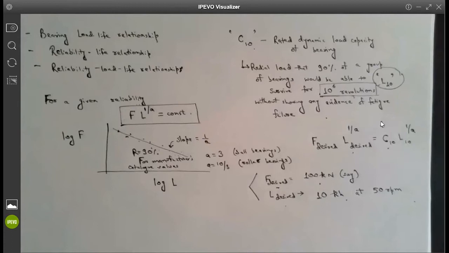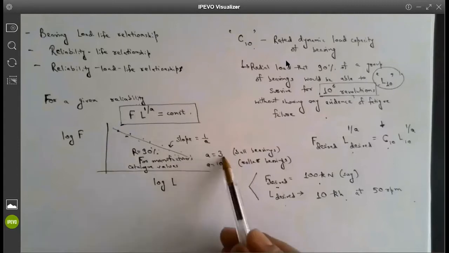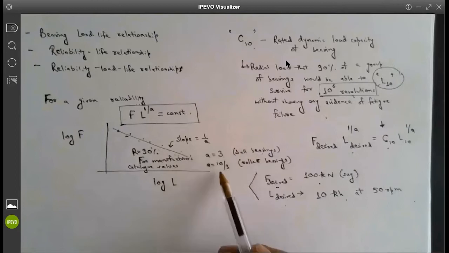What does it say next to A equals? This is ball bearing. For ball bearings, A equals, this is a constant. This constant assumes a value of 3 if you are using ball bearings, and this constant assumes a value of 10 over 3 if you are using cylindrical bearings or roller bearings.